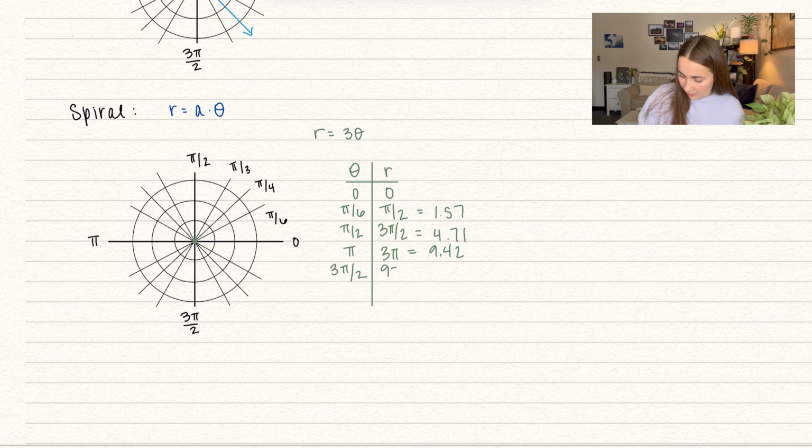Okay, and now 3 pi over 2, we've got to multiply that by 3, right? We get 9 pi over 2. Let's go ahead and see what that's equal to. 9 pi divided by 2. That's going to be 14.14-ish, right?